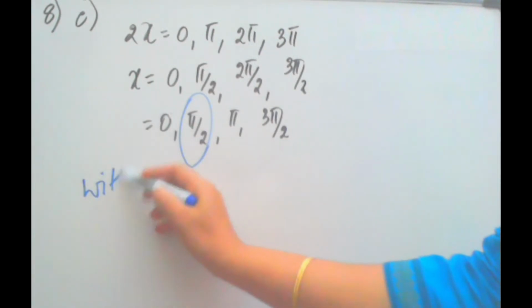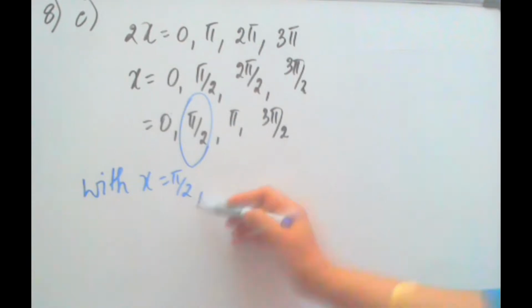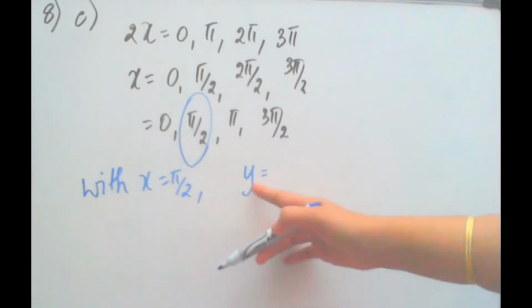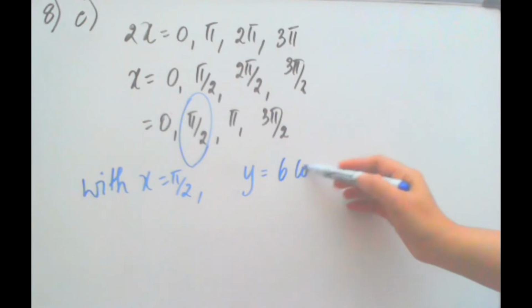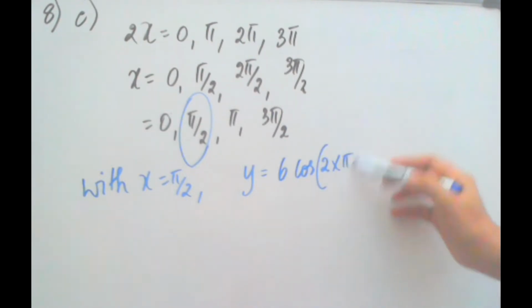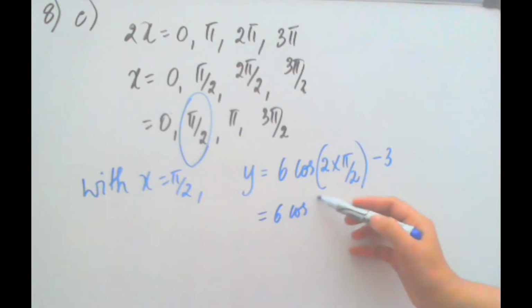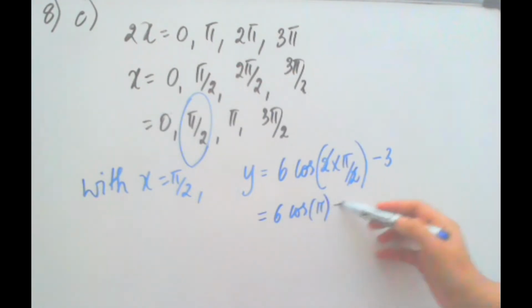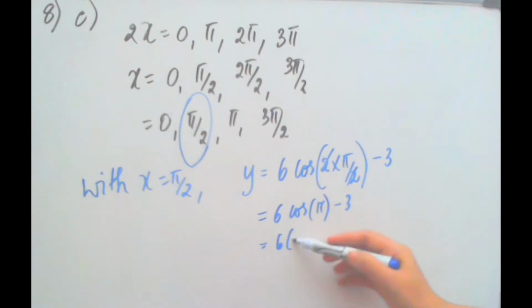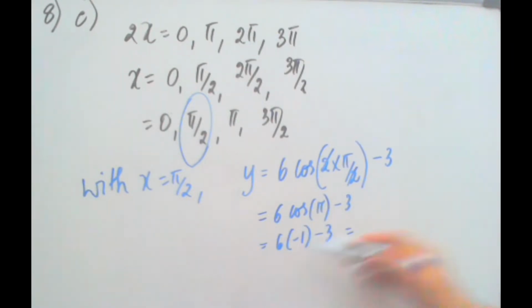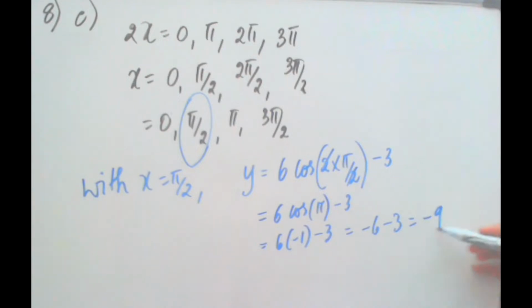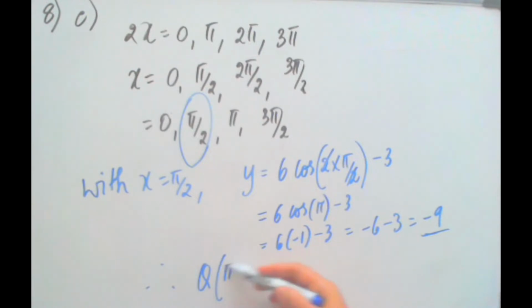So with x equal to pi by 2, let us calculate what is the y coordinate. We will substitute in the equation of the graph. So it is 6 cos 2x, which is 2 into pi by 2, minus 3. So 6 cos, 2 and 2 cancel, pi minus 3. So 6 into cos pi, which is minus 1, into 3. So it is minus 6 minus 3, minus 9. Therefore, the coordinates of Q are pi by 2 comma minus 9.